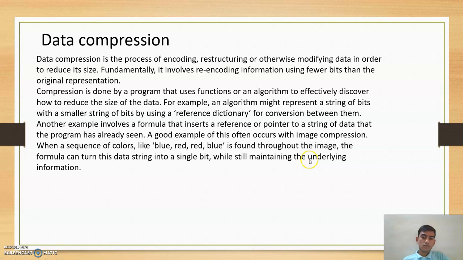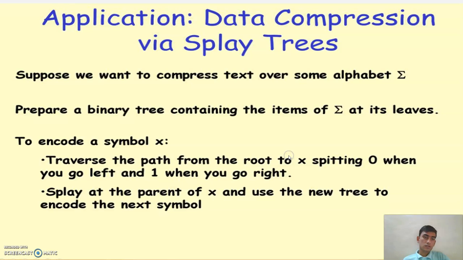A good example of this often occurs with image compression. When a sequence of colors like blue, red, blue is found throughout the image, the formula can turn the data string into a single bit while still maintaining the underlying information.